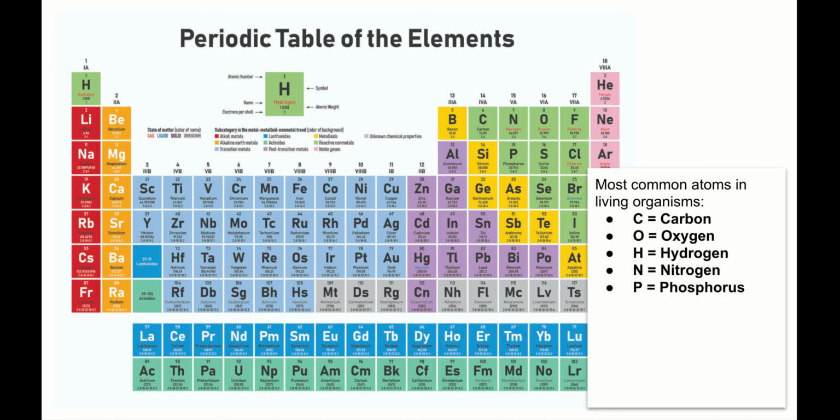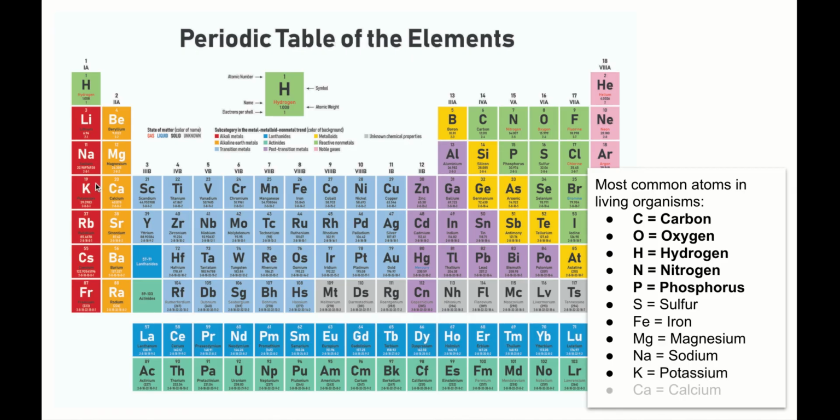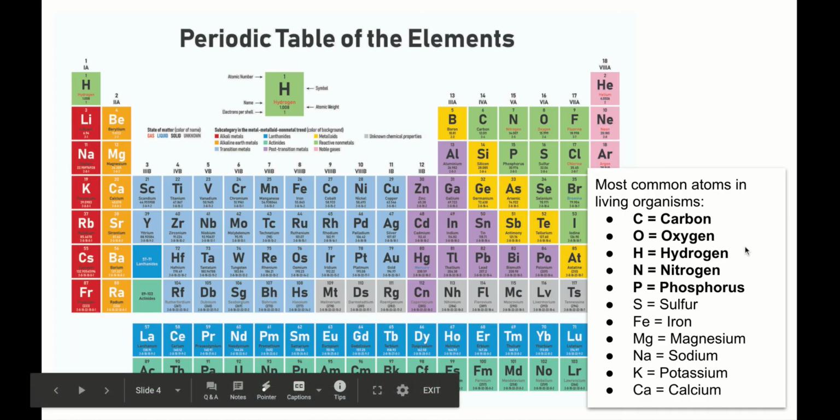And so these 5 are the most commonly found elements in living things, but there's other elements, other types of atoms that are also common in living things that you might see in the near future, and they include S, which stands for sulfur, Fe, which stands for iron, Mg, which stands for magnesium, Na, which stands for sodium, K, which stands for potassium, and Ca, which stands for calcium. And all of these are important to living things, but these 5 are used to build most of the molecules that are found in living organisms.